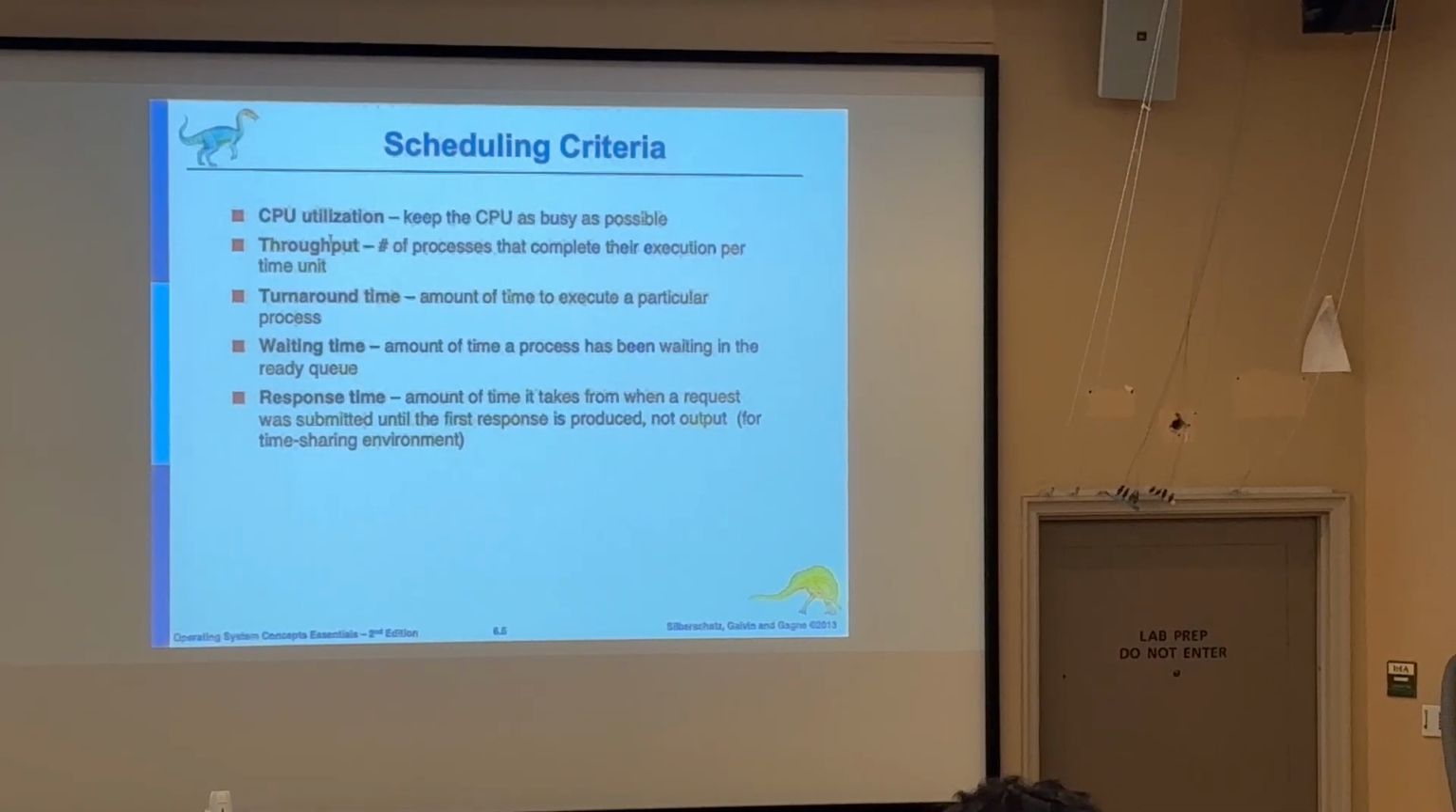Right? Because if CPU utilization is high, it probably means that many processes are making progress. So the throughput could be high. But they are not always equivalent. Okay. Turnaround time: the amount of time to execute a particular process.